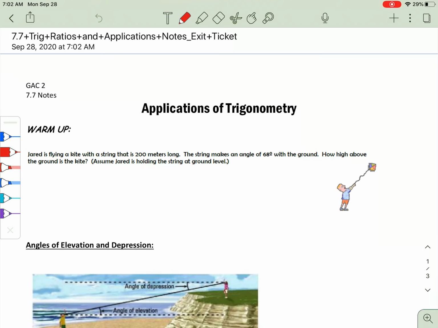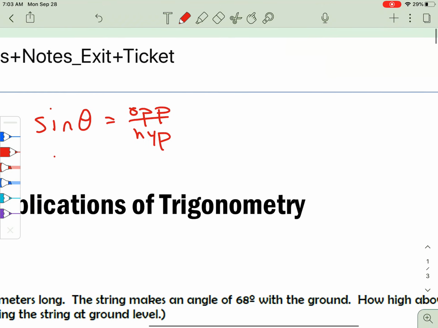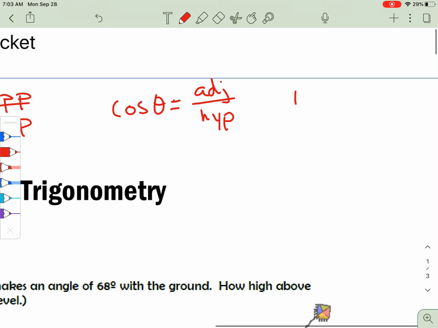Hey, good morning, everybody. Today we are going to look at some applications of trig. So the last 2 days we've talked about sine, cosine, and tangent, right? Sine of theta being the opposite over hypotenuse. Okay, cosine of theta being the adjacent over hypotenuse, so SOH CAH TOA, right? And then tangent of theta being opposite over adjacent.